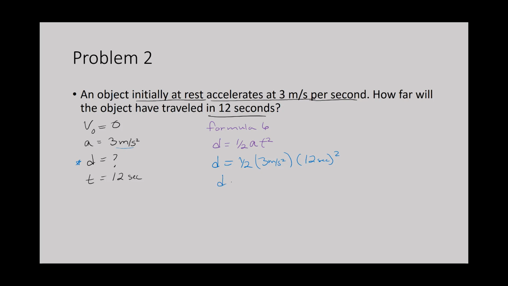So follow my order of operations. I would have d equals 1/2 times 3 meters per second squared times 144 seconds squared. And then I can go ahead and multiply that all out. Notice my seconds squared and my seconds squared are going to cancel out, which is just going to leave me with an answer of meters. So if I take 1/2 times 3 times 144, I end up getting a distance of 216 meters.